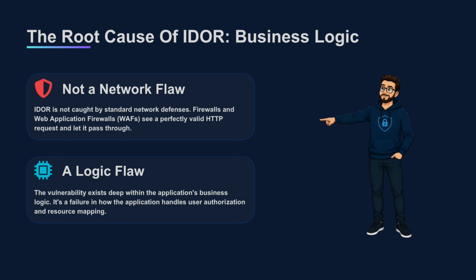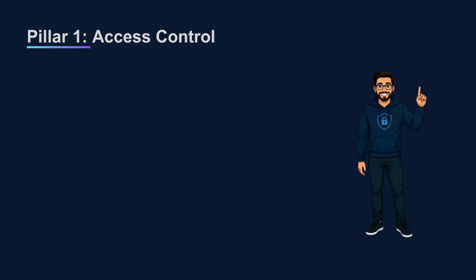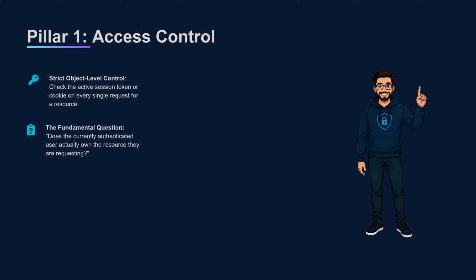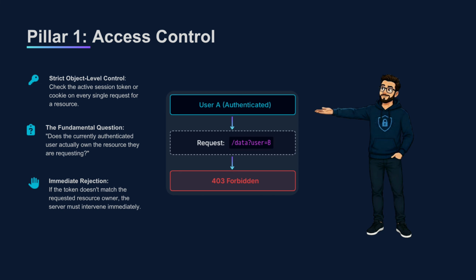So, how do we fix this as security professionals and developers? IDOR isn't a flaw in your network firewall, it's a flaw in your business logic. Fixing it requires 2 core pillars of defense. First, implement strict object-level access control. Every time a request comes in for a resource, like an account ID, the backend server must look at the user's active session token or cookie and ask a fundamental question. Does the authenticated user actually own the resource they are requesting? If the session validation says user A, but the URL is asking for user B's data, the server must reject it immediately and return a 403 forbidden error.